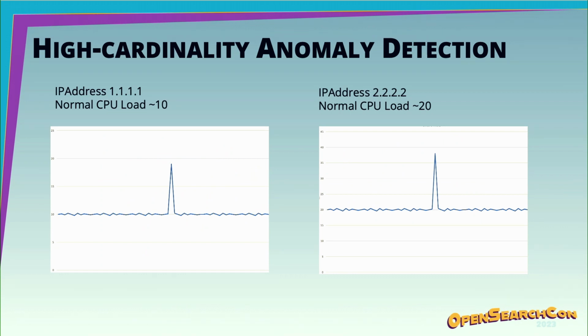Another case is high cardinality anomaly detection. In this case, we may have to run multiple instances of the RCF model itself. So take, for example, data coming in with different IP addresses, where one IP address, let's say 1.1.1, has a normal CPU load of 10, and 2.2.2 has a normal CPU load of 20. If you happen to see a value of 20 with 1.1.1, it cannot be detected if you have a single RCF instance running. By having two separate RCF instances, you can accurately detect anomalies independently in each case.